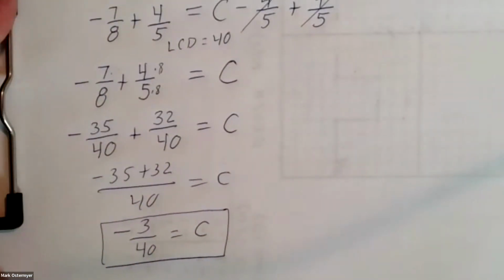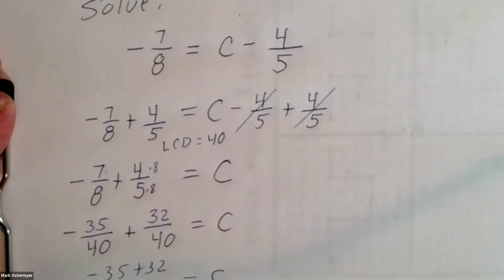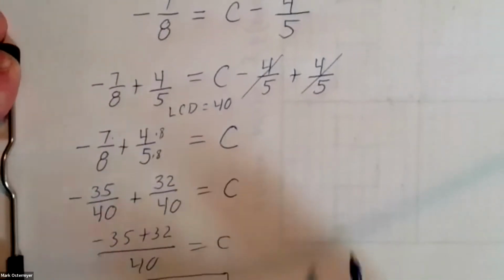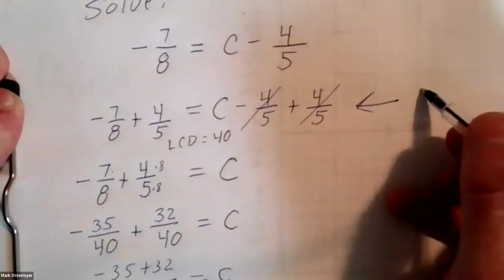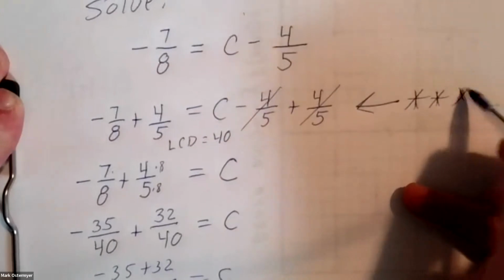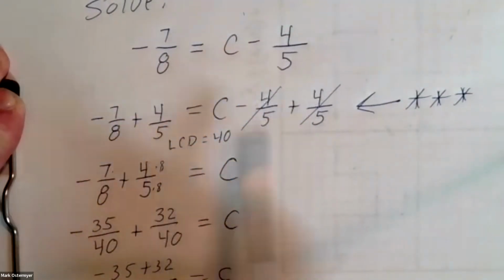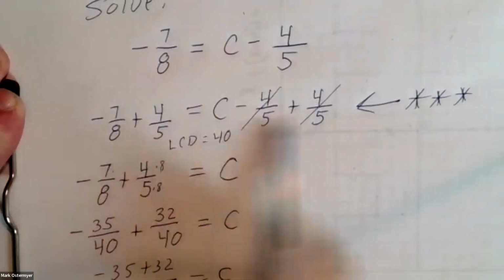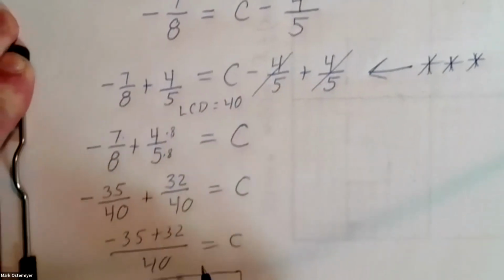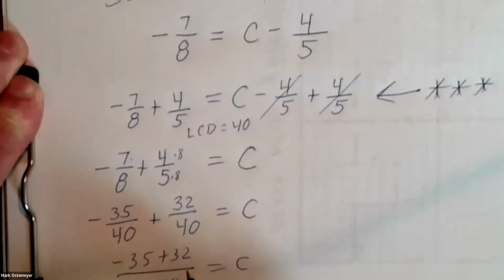Any questions how we formally solve that equation using legal algebra? Everybody understand that this step is very important here. Make sure you show me this step, because this step is showing me that you understand that you need to add 4/5 to both sides of your equation to get C by itself. Very important. I'll be looking for that step. Everybody understand how we solve this for C?